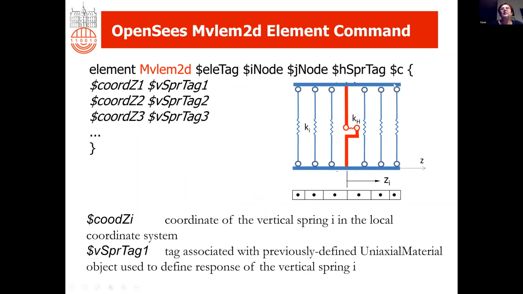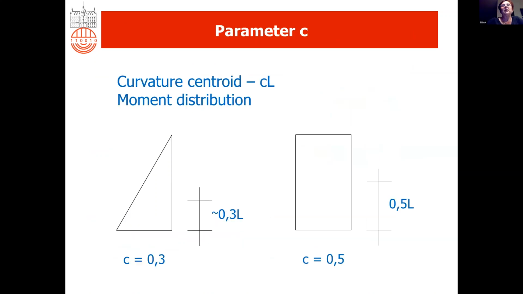And then in these brackets, we have a group of data. The first one is the coordinate of the vertical spring, and then the material which we would like to join to each spring. So here we have to write the data for all springs that we have, for all segments actually that we divided the cross section into. The number of the segments is optional, as much as we need.